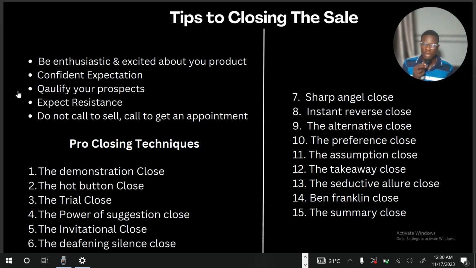So the third one is a trial close. Now, in the trial close, while having that conversation with your prospect, you ask them several questions to be able to ascertain how well you're doing so far within the conversation, and their response determines the direction you go in.